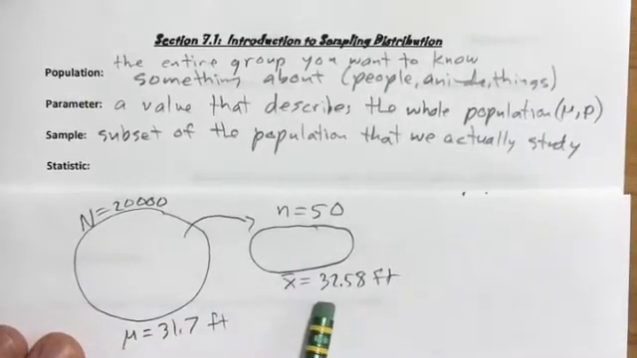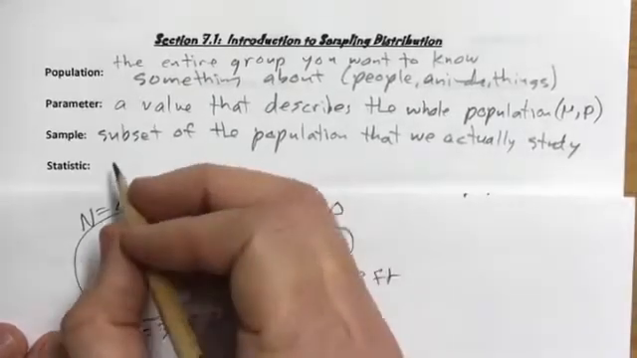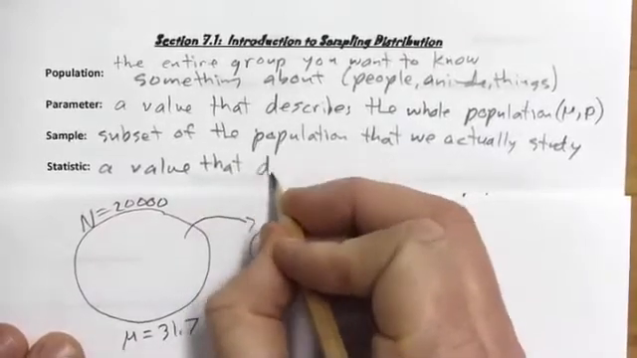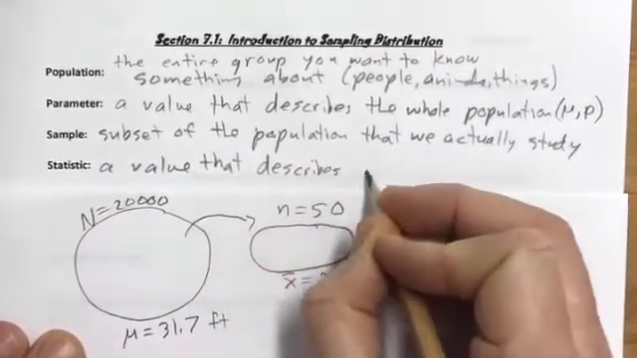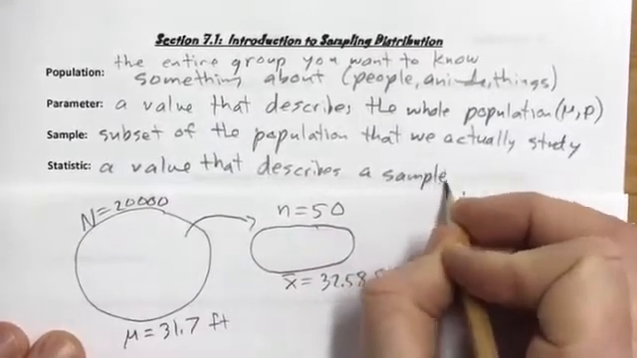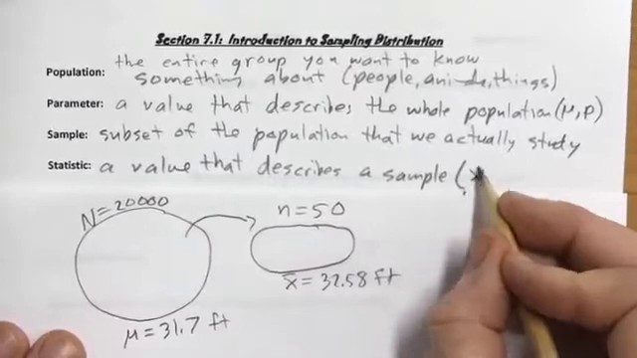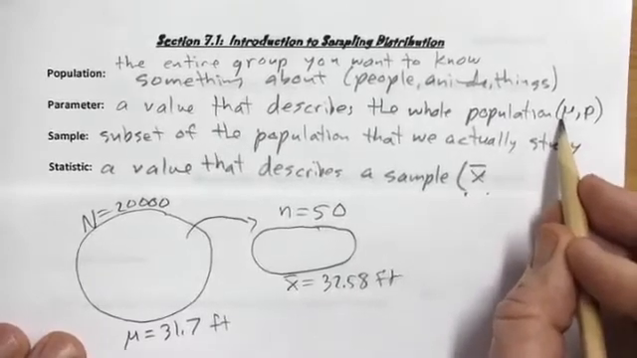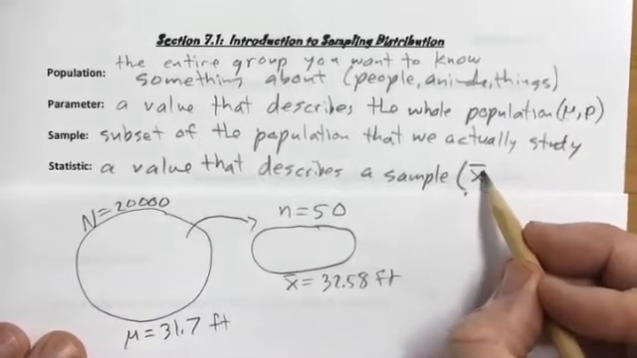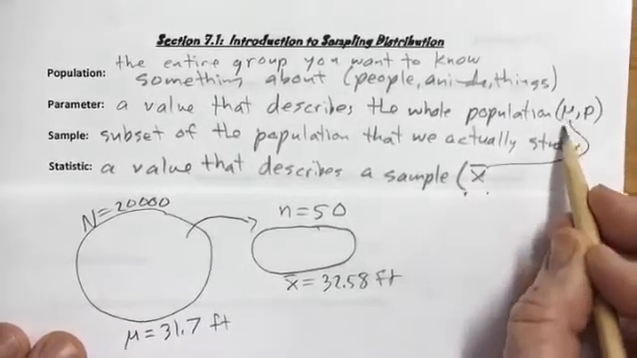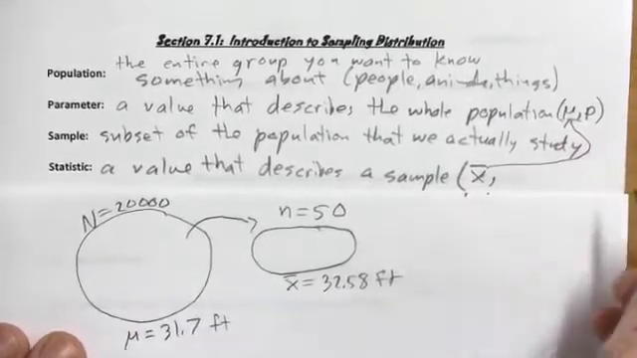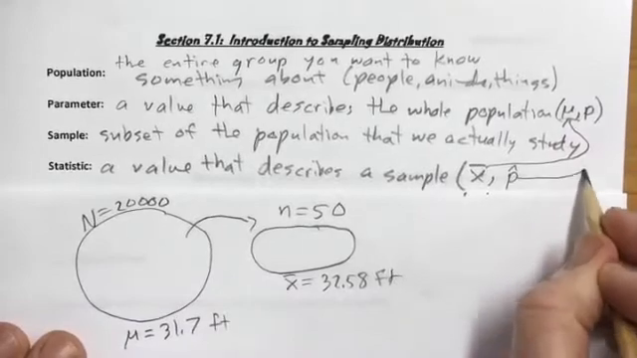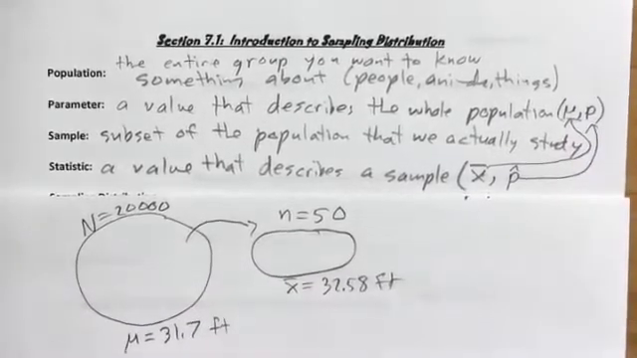And then this value here, this x bar, is what we call a statistic. So a statistic is a value that describes a sample. If it's a mean, it's x bar. Now x bar and mu are both means. Mu is the mean of the whole population. x bar is the mean of the sample. So x bar is an estimate of mu. And then if we found a proportion, that would be p hat. Our p hat would be a sample proportion that we are using to estimate a population proportion.